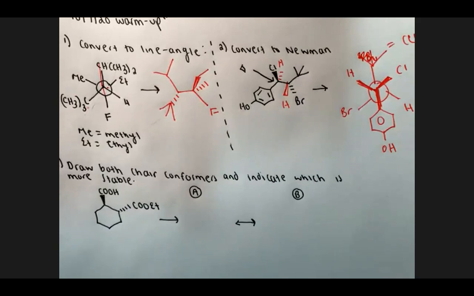All right, so that's line angle to Newman, Newman to line angle. I think the last thing we really want to talk about in the past chapter would be the chair conformers, and I think we're pretty good at that. So we're going to draw both chair conformers, and this is kind of how I would always do it.